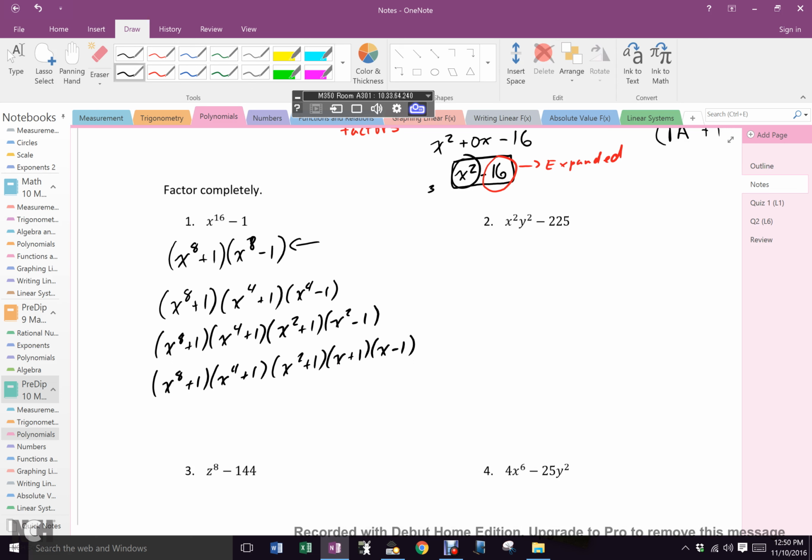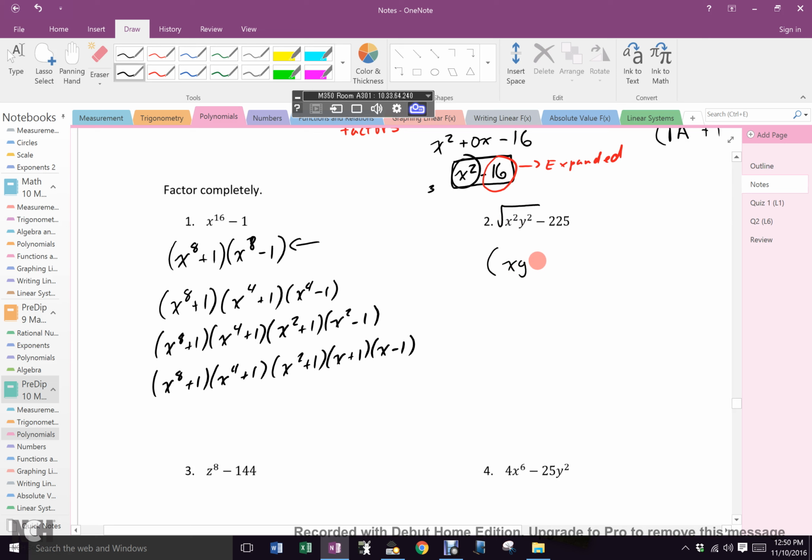Now, look at the next one. It looks different. But is it? No. Those are both even, right? So all I do is I take the square root of that one. What is it?